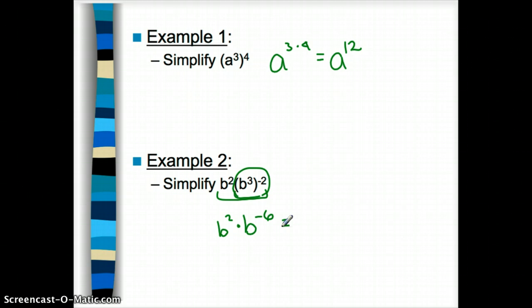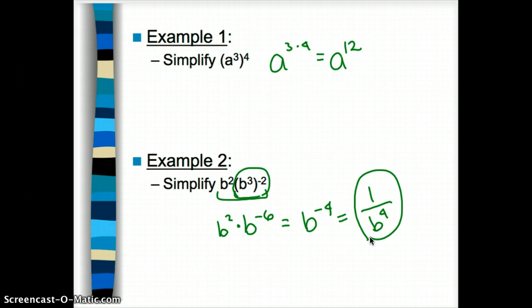I'm going to keep the base and add the exponents. So I get b to the negative 4, but oh wait, that's not a final answer because I can't have a negative exponent in my final answer. So remember, this is the reciprocal of b to the 4th. So 1 over b to the 4th, that's okay to write.